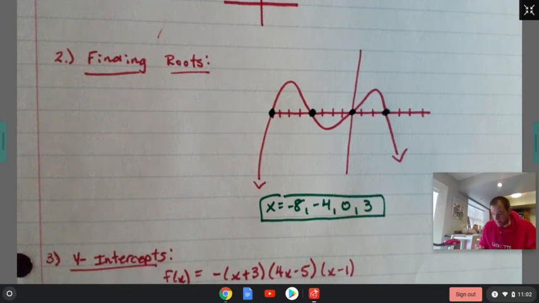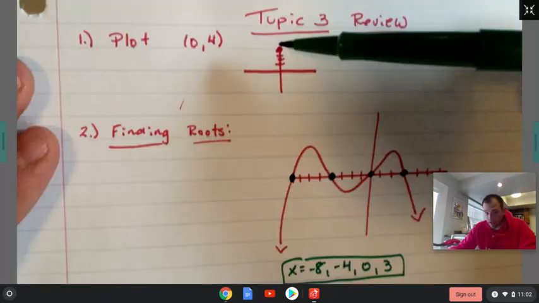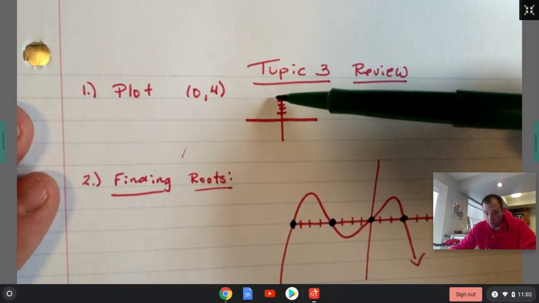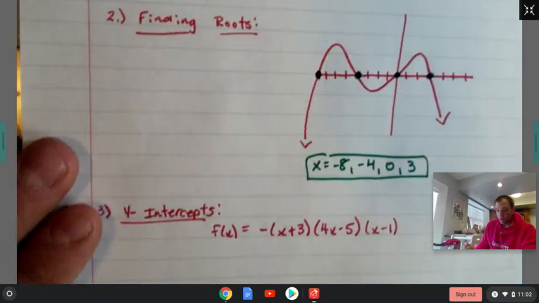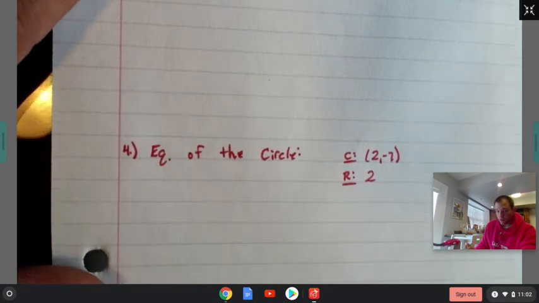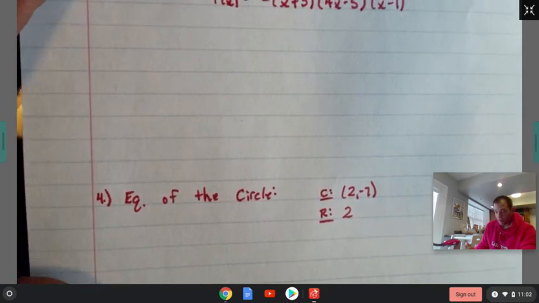The next one, question number 3, says find the y-intercepts. If you think about where the y-intercepts are, that's wherever x is 0. Like the very first graph that we did, the y-intercept was 4, and that means the x value was 0. So all we're going to do here is plug in 0 wherever I see an x.